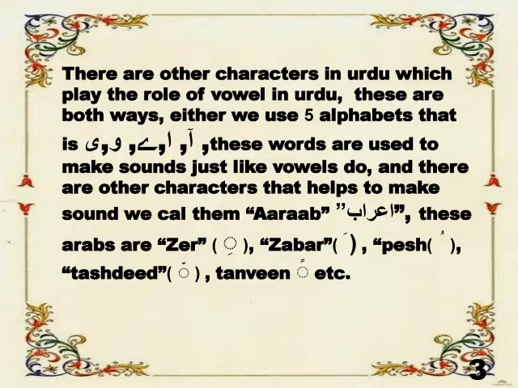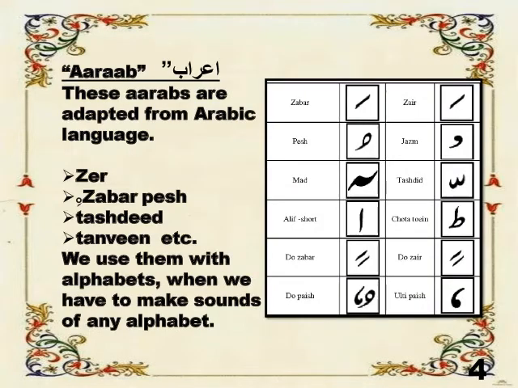We use them in two ways. Either we use 5 alphabets, that is Alif Mad A, Alif, Badi A, Vav, and Choti A. These letters are used to make sounds just like vowels do. And there are other characters that help to make sound. We call them Arab. These Arabs are Zair, Zabar, Pesh, Tashdid, Tanween, etc. These Arabs are adopted from the Arabic language.